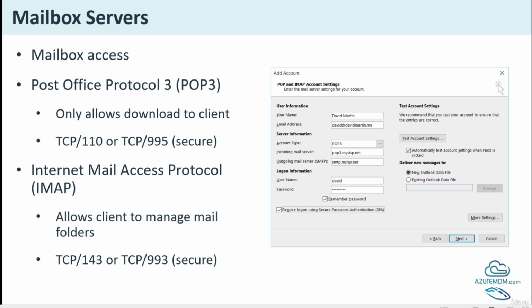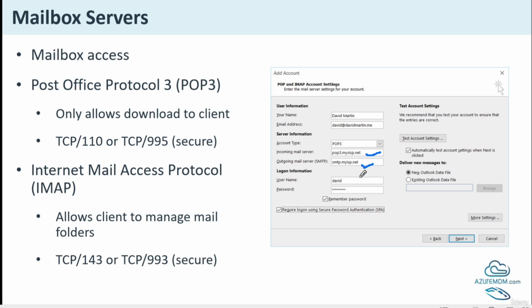This image shows Outlook being configured to access a mailbox server via POP3. The incoming server, pop3.mysisp.net, is the incoming mail server. The outgoing server is smtp.mysisp.net, SMTP for sending the mails.